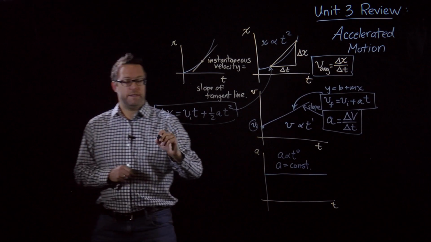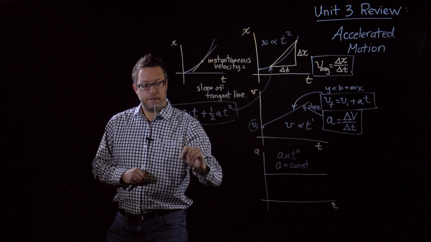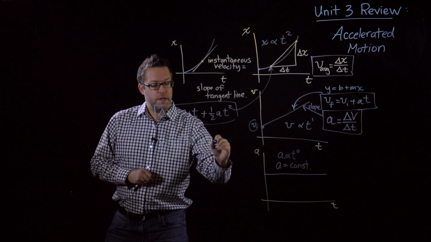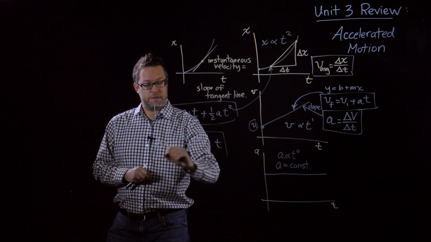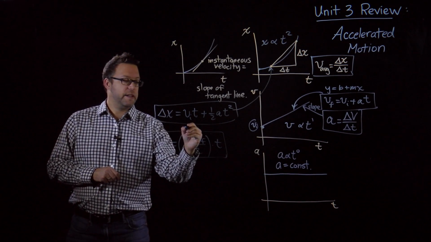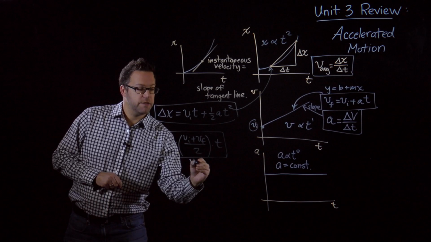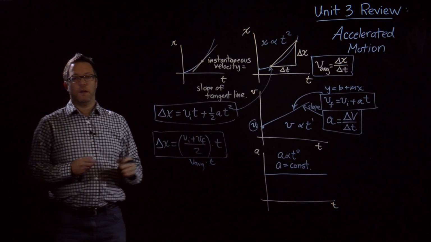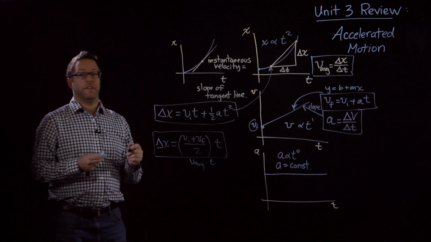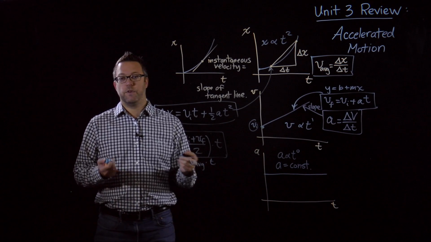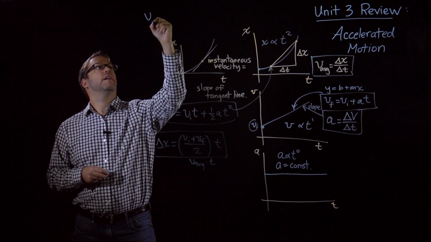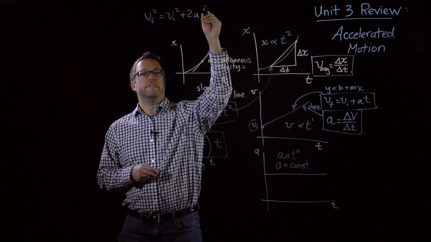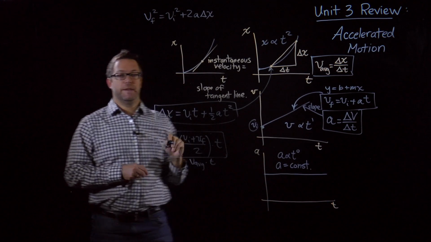And then we also rewrote this in terms of average speed to say that delta x was v initial plus v final over 2 times the time. So this term right here, vi plus vf over 2, is another way of writing v average, and then that's times time. Okay, and then finally, we had what we call the forgotten equation, which is useful if you don't have the time, and that's v final squared equals v initial squared plus 2 times the acceleration times the displacement.